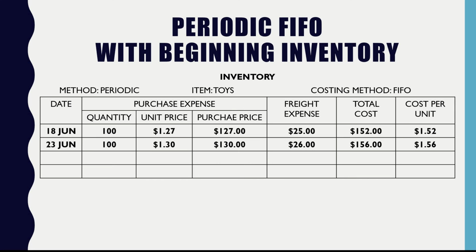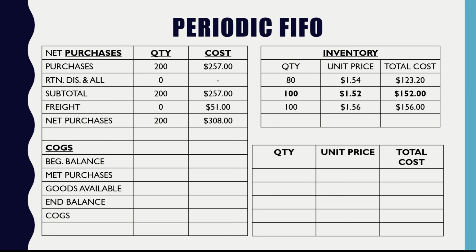So once again, when we reach the end of our given period, the first thing we have to do is tally up our totals, because these are your total net purchases. We purchased another total of 200 items at 257 with a total freight of 51 to give me a grand total of $308. Once again, these four numbers are what's going to help you fill out this section here. Since we've seen it before, you're going to plug all your numbers in.